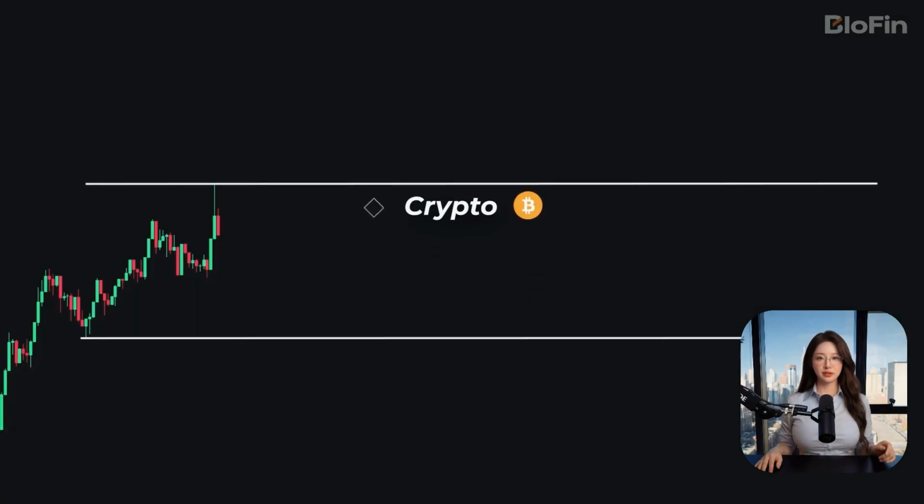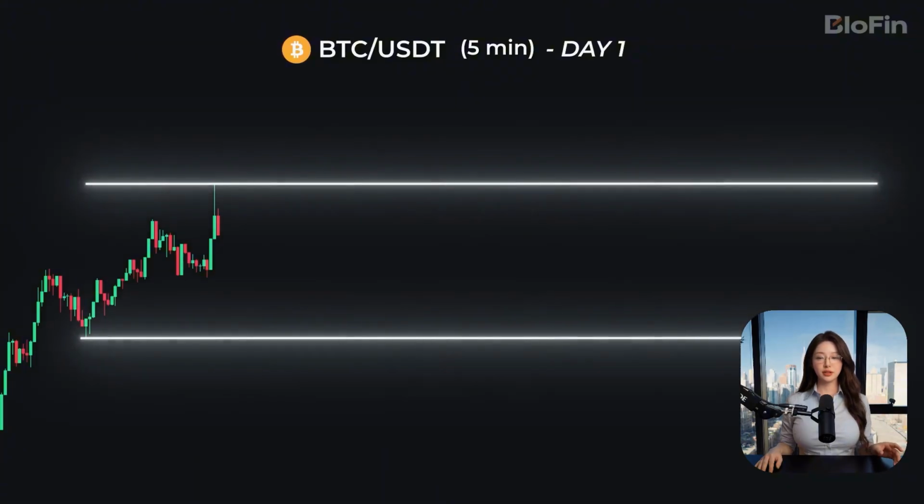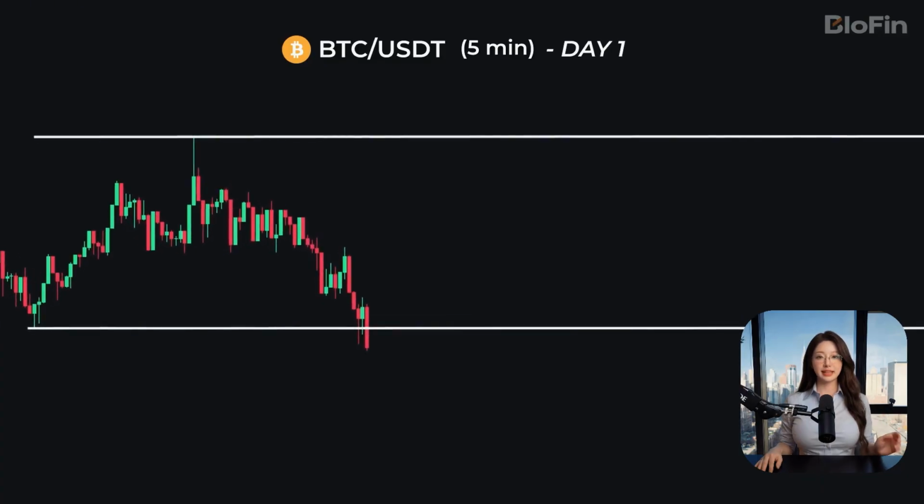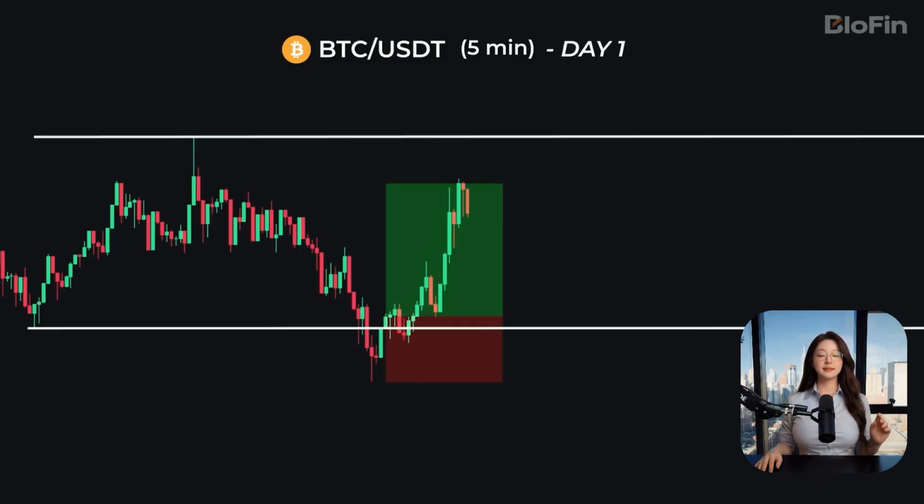So let's start with crypto. Here I'm on the Bitcoin 5-minute chart and I already have the 4-hour range marked right here. We can see price broke out and closed below the range low. Then it quickly closed back above. That gave us a long entry. Stop loss goes at the low of the breakout and take profit set at 2 times risk. And as you can see, price hits the profit target, giving us a 2R profit.